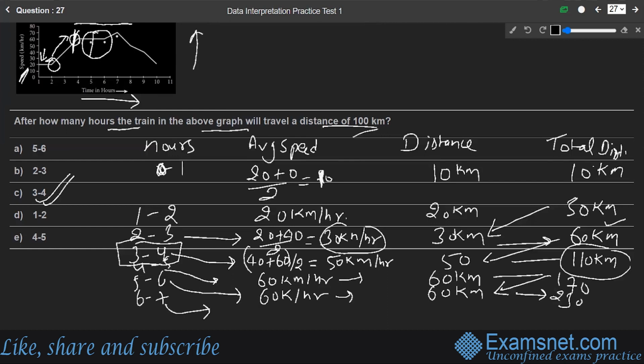6 to 7 hours, what is happening between 6 to 7 hours? Now the speed is increasing. Earlier the speed was 60, now the speed has become 70. So the average speed becomes 60 plus 70 by 2, that is 130 by 2, that is nothing but 65 kilometer per hour. This is the average speed between 6 to 7 hours. So the total distance traveled accumulated will be 230 plus 65, that is nothing but 295 kilometer.